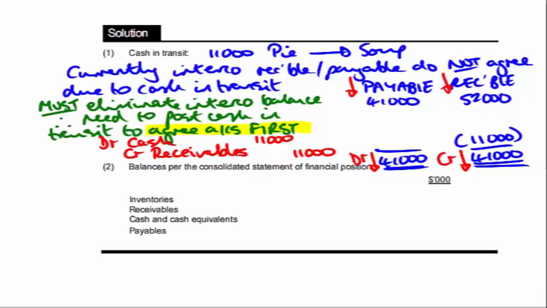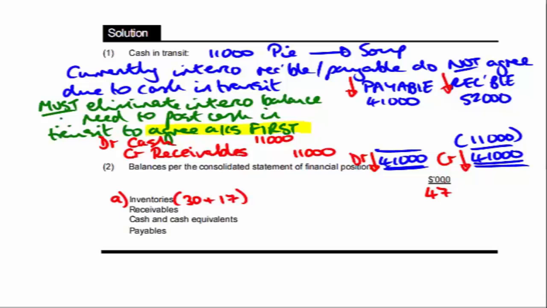The balances per the statement of financial position then, we're just showing some extracts here. So A, they wanted us to look at inventories. So inventories will just have aggregated the balances and we haven't made any adjustments. So inventories 30 plus 17, and the balance in our inventories in the group accounts would be 47.